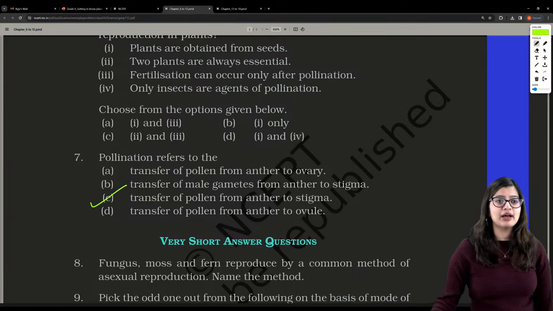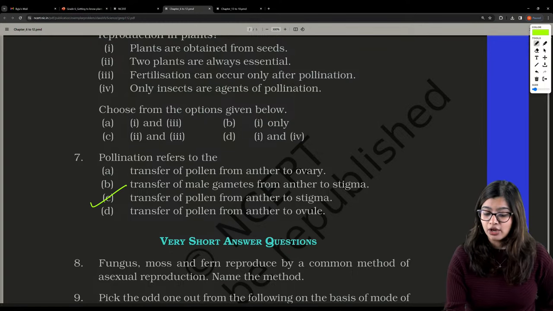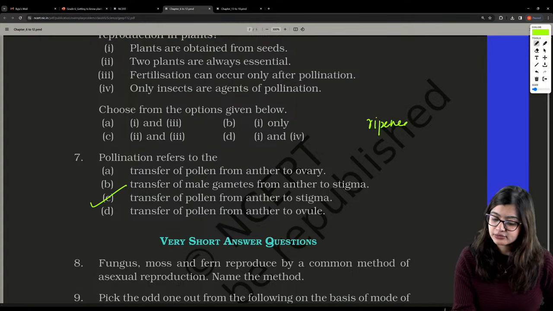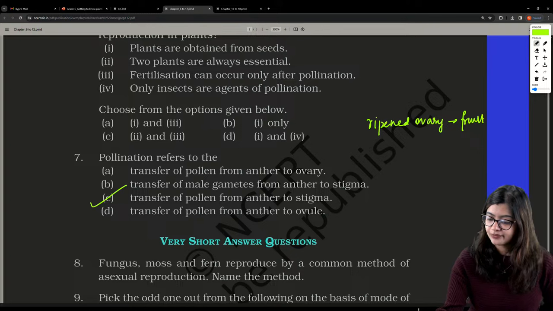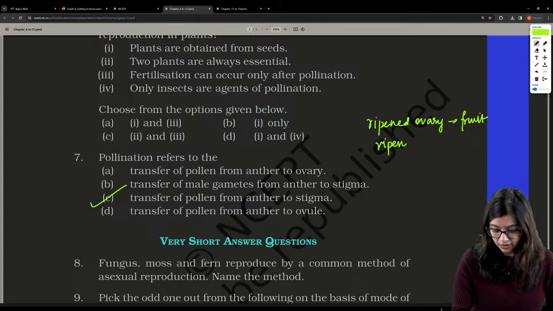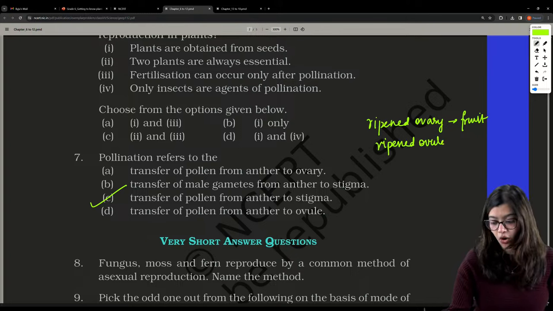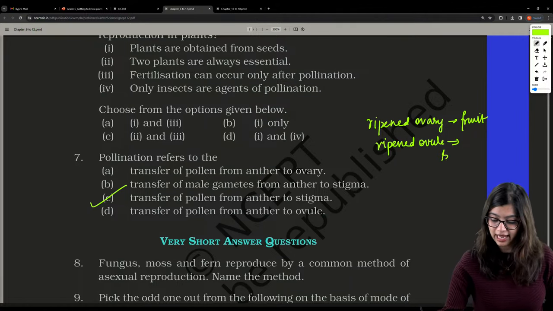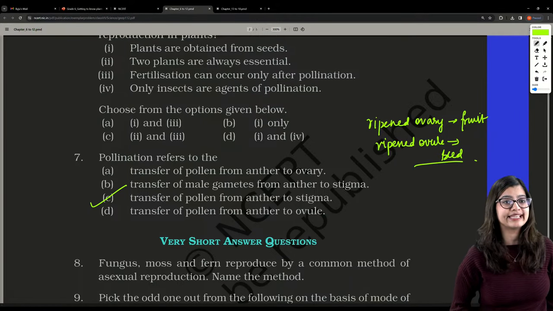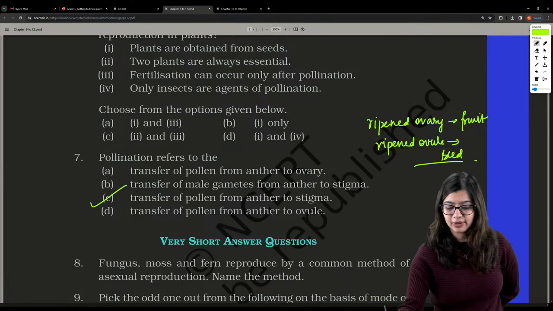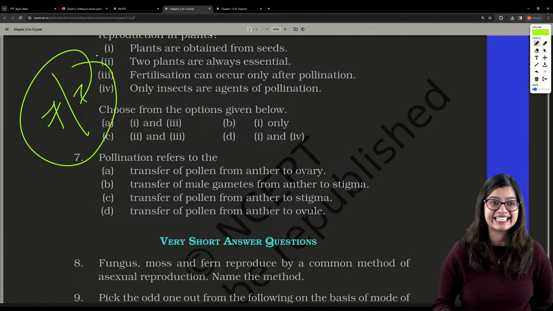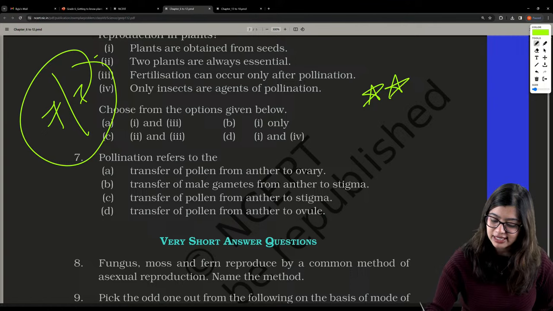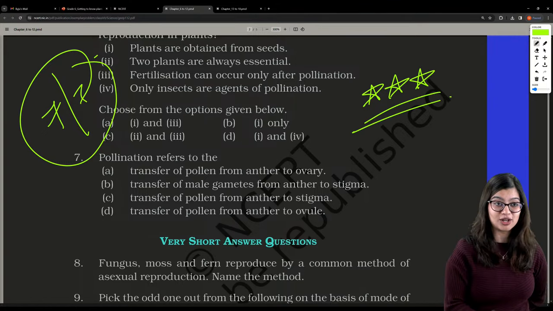So with this, everyone, we are done with this chapter. Ripened ovary is the fruit. Ripened ovule, or developed ovule rather, I would say, is what forms the seed. Yes? Okay. So with this, everyone, we are done. 7 out of 7 questions complete. Yes? 7 out of 7 questions complete, and 3 stars for all of you.